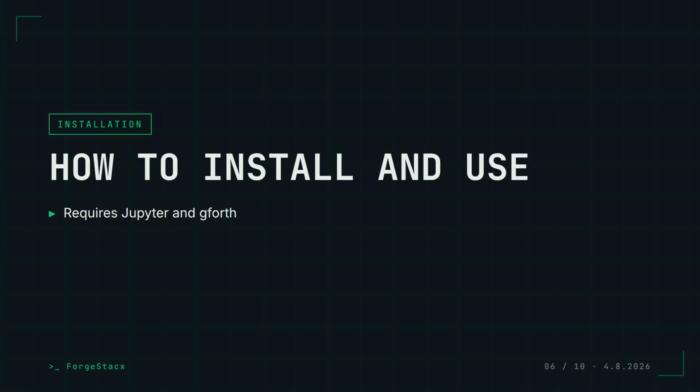Installation requires 2 prerequisites. Jupyter and gforth must be available in the environment path. The repo supports 2 installation methods using either the UV package manager or pip. With UV, you run the tool install command followed by a self-install command to register the kernel. With pip, you install the package, then run a module command to register it. A quick verification step is to run the Jupyter kernel spec list command to confirm the Forth kernel appears.